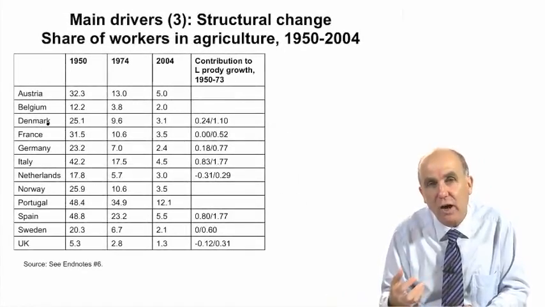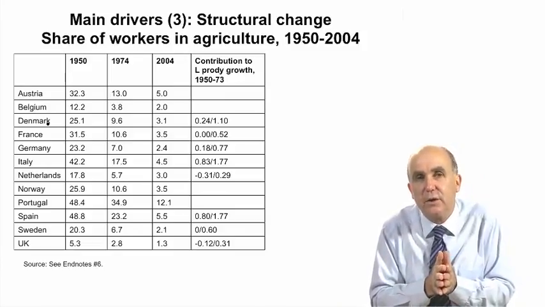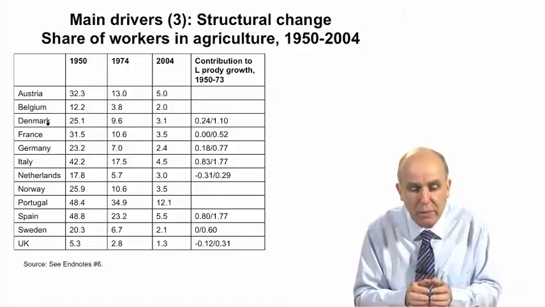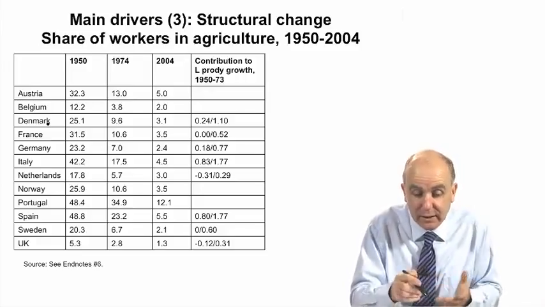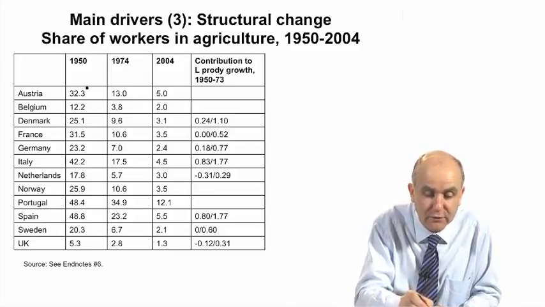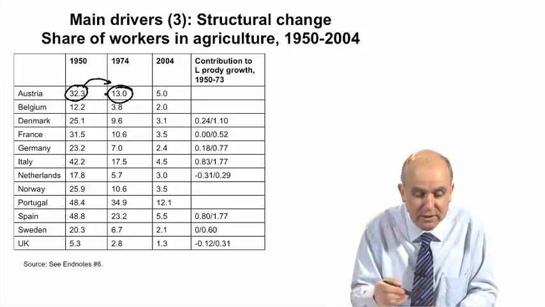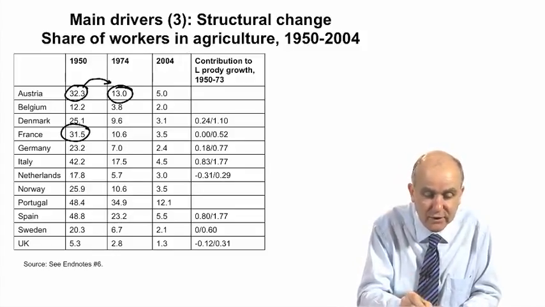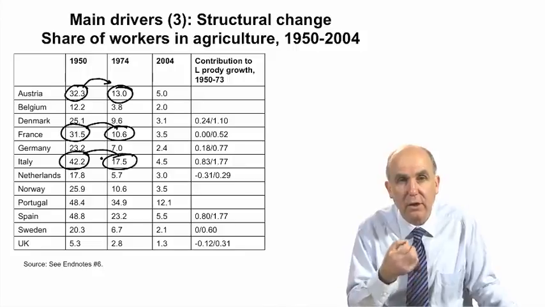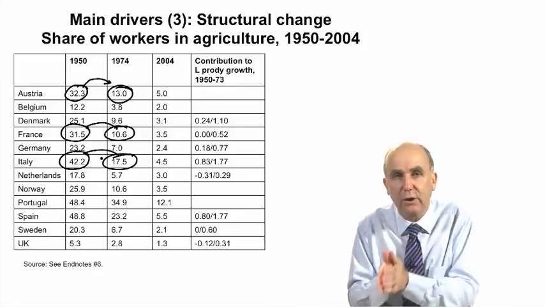The third main driver of economic growth in this period is structural change. Basically, the transfer of workers from agriculture to industry. And in this graph, you see that that type of structural change was certainly occurring during this period. In Austria, for example, about a third of the workforce was in agriculture in 1950, down to 13% in 1974. France, 30% to 10%. Italy, 40% to 17%. So the Golden Age was a period when countries in Europe were increasingly shifting their workers from agriculture to industry.